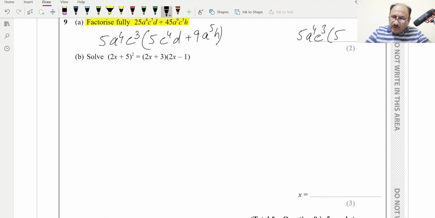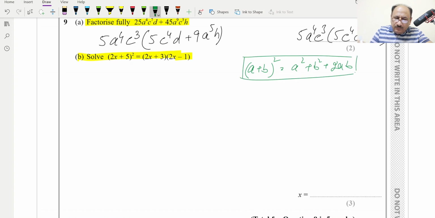5a^4c^3 into (5c^4d plus 9a^5h), and that's all. So now the b part: solve this. We have to solve this one. So what we can do is apply a formula. We know the formula (a plus b) whole squared is equal to a squared plus b squared plus 2ab, and this is the formula which we will be applying on this section.